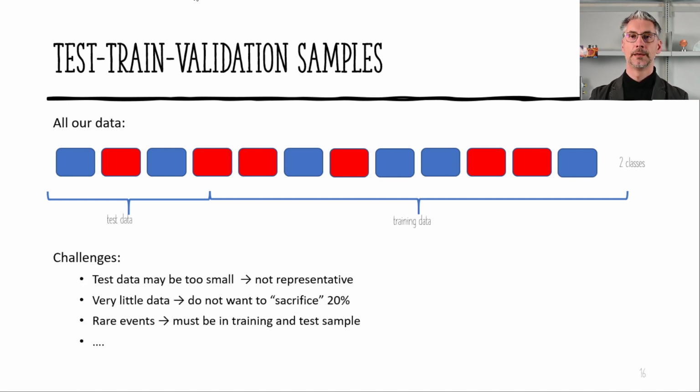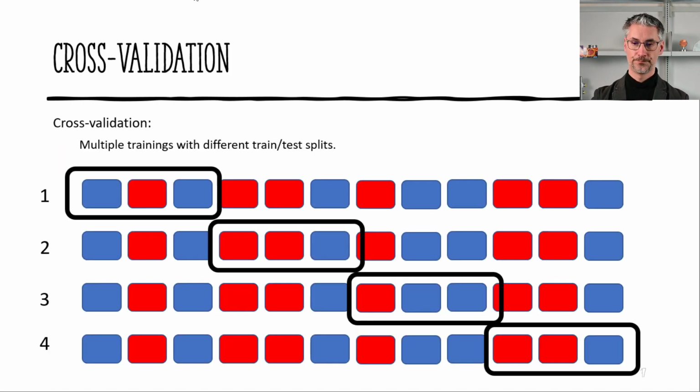However, in several cases the test data may be too small, so it's not representative and we don't capture everything. We also may have very little data to start with, so sacrificing, so to speak, 20% of the data for testing alone is already quite painful. And if we have several outliers and rare events that are really not fake data, but they are real, then they must be in the training and in the test sample, so we can see if the machine learning algorithm first of all learns this and how it behaves on these rare events.